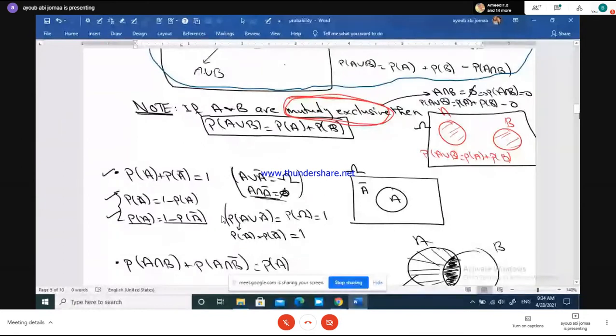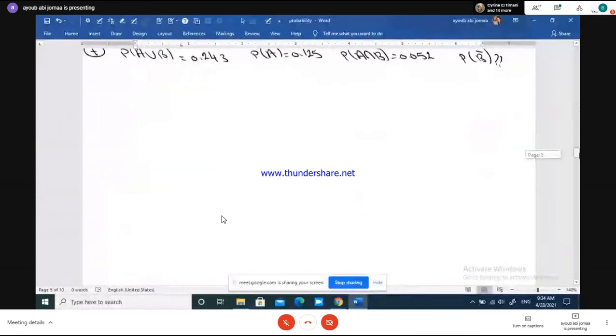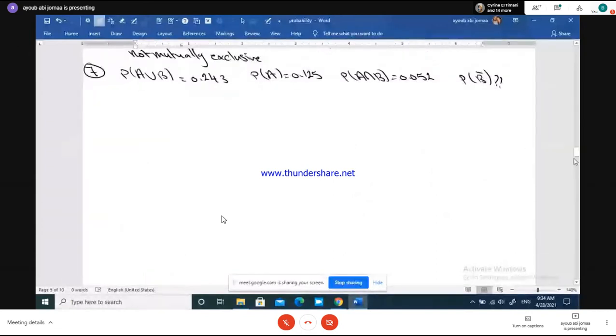But the question now is how to find probability of B bar. Once you find probability of B, you can find probability of B bar. How can I find probability of B? What's the rule? You have the union, you have the intersection. What is the rule, Khaled?